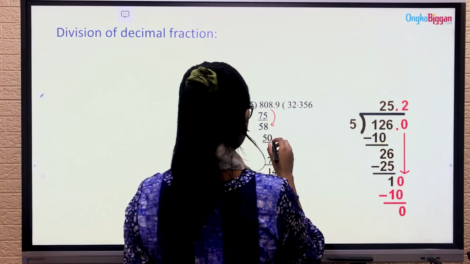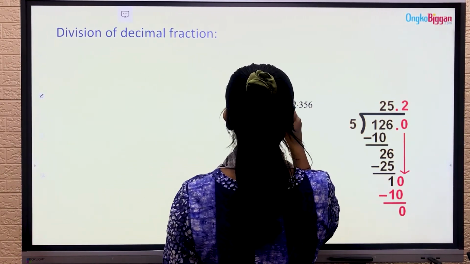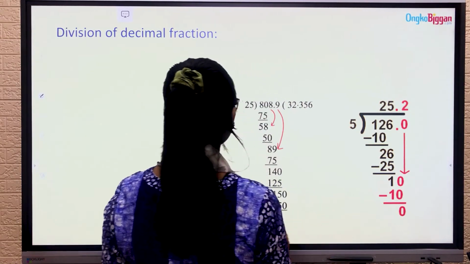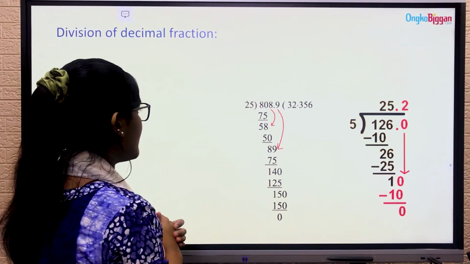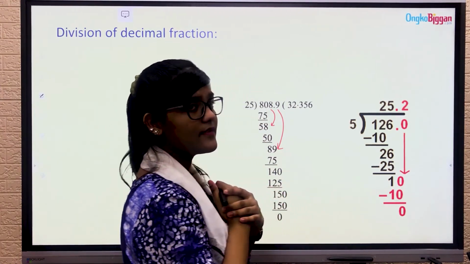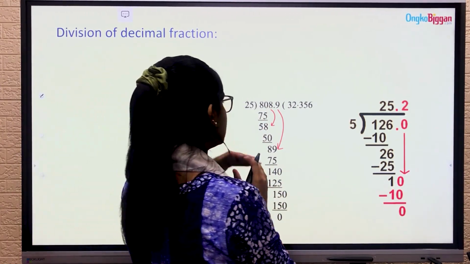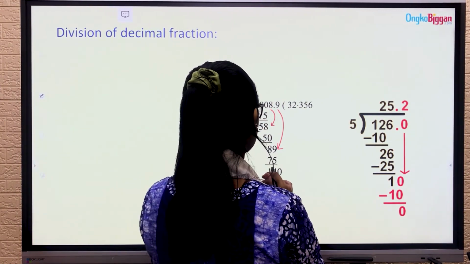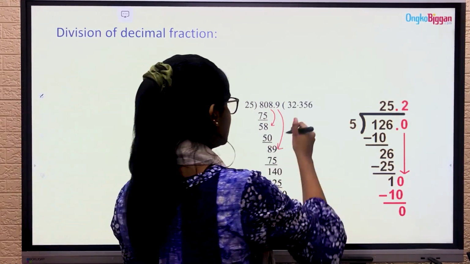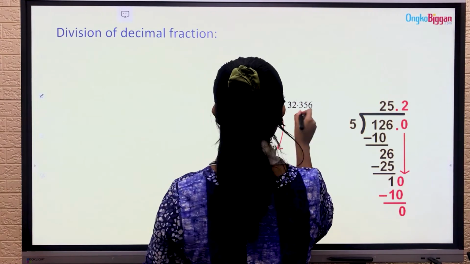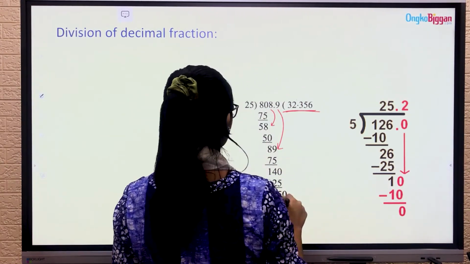Then again we have just put this 9 here. So actually this 9 is after the decimal point. So when we just keep the decimal, we will just bring the number that is after the decimal point. We must put the decimal here also in the quotient.